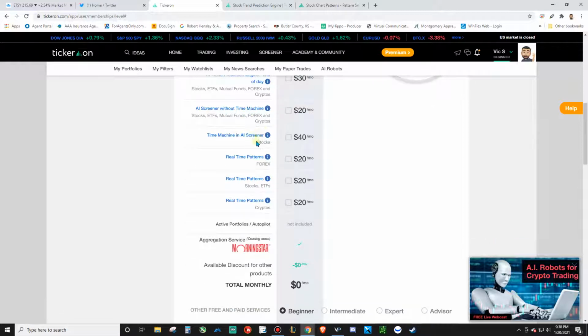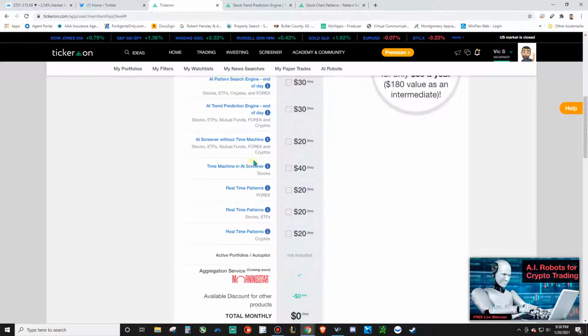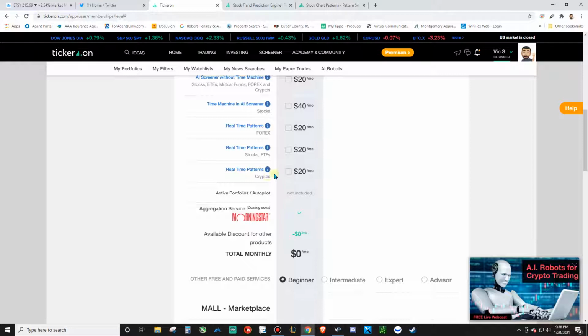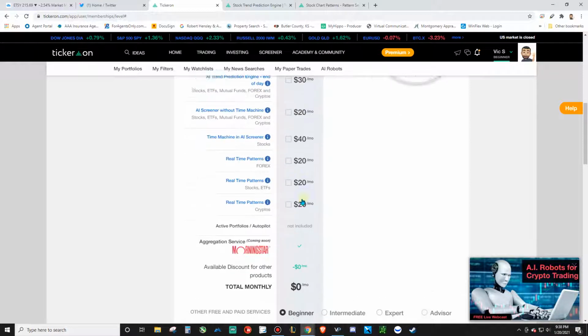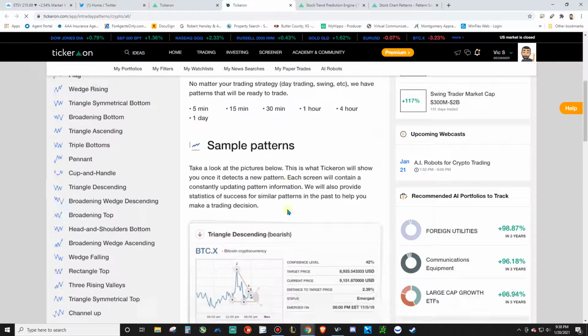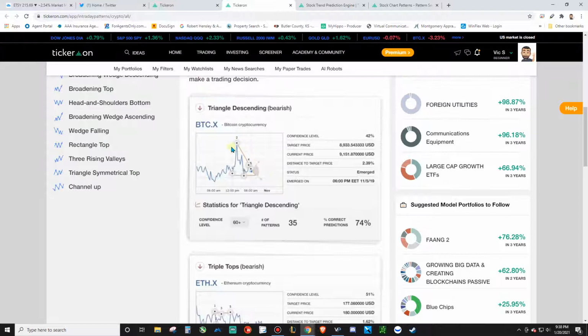So maybe there's some kind of strategy you can build around using this, but it's way too complicated for me. So real-time patterns: this would be in Forex, real-time patterns for stocks, ETFs, real-time patterns for crypto. I like that too. And if you're a big crypto trader, it will just find patterns for you automatically and send them to you. So this is kind of cool.